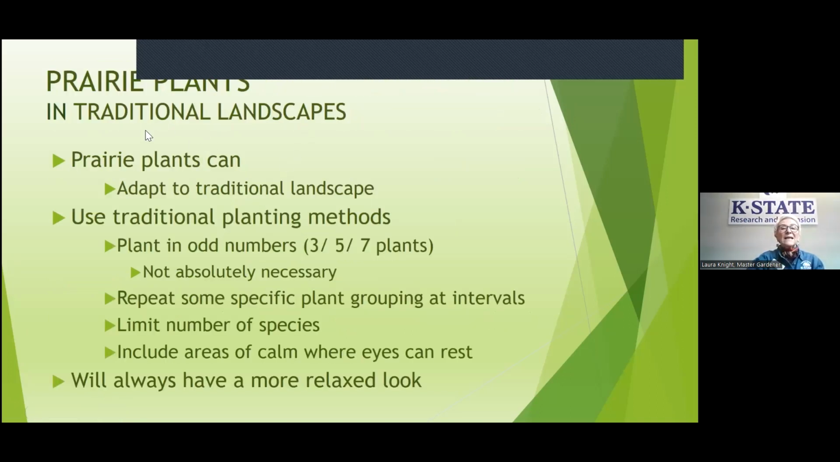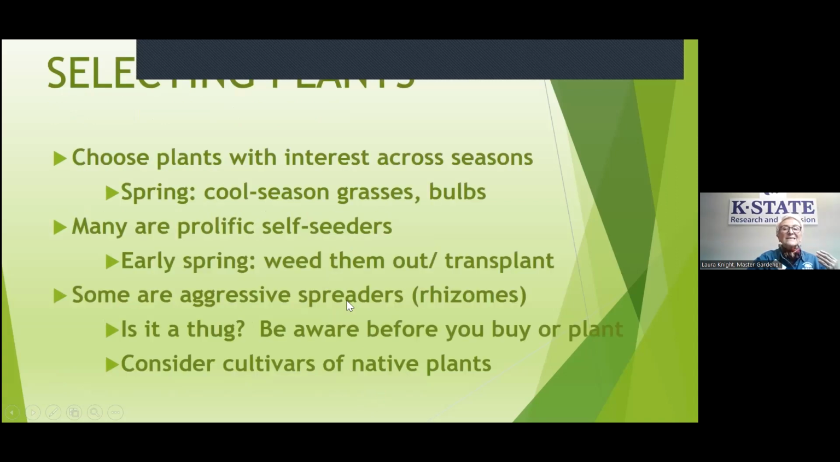In traditional landscapes, prairie plants can adapt to any traditional landscape that you have, modern, English, whatever. They will do fine, but follow some design principles. Plant in odd numbers if you can. Repeat specific plant grouping at intervals. Limit the number of species and include areas of calm where your eyes can rest. If you have all of this color, put some green in between so as to let your eyes rest.